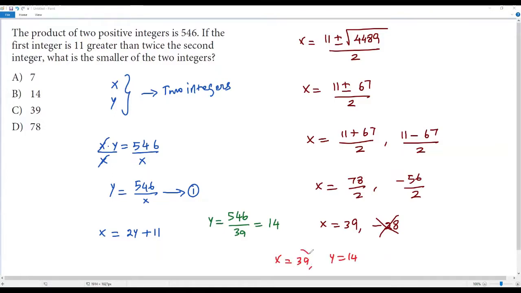So now I got the values of the two integers, 39 and 14, but we have to find the smaller of the two integers. So among these two integers, the smaller one is 14. We find 14 in option B. So the correct answer choice for this question is option B.